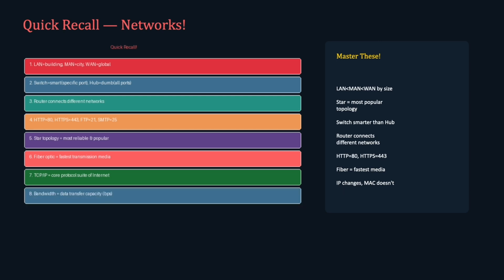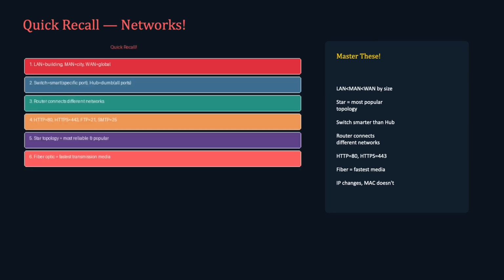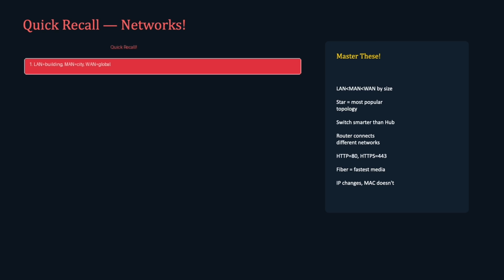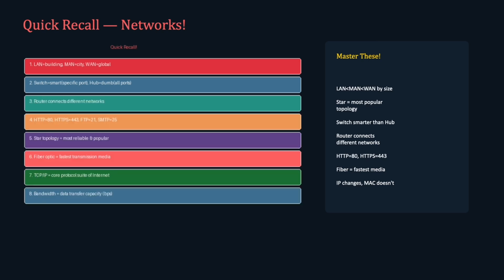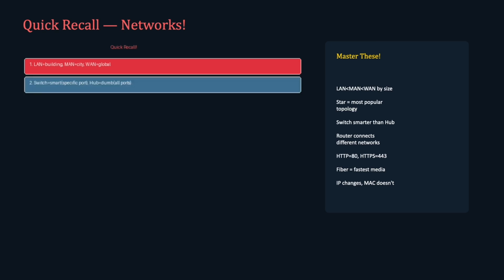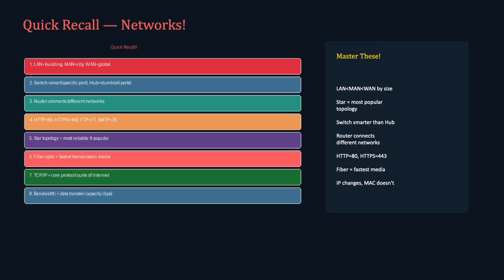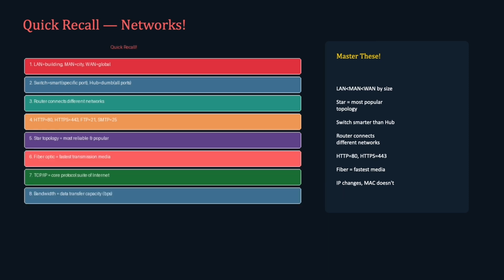Rapid fire. LAN covers a building, MAN covers a city, WAN covers the globe. Switch is smarter than hub because it sends to a specific port instead of broadcasting. Router connects different networks together. HTTP uses port 80, HTTPS uses port 443, FTP uses port 21, SMTP uses port 25. Star topology is the most popular and reliable choice.